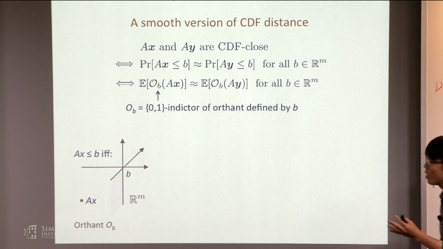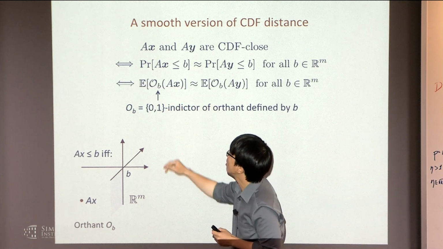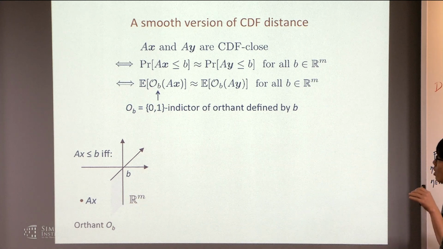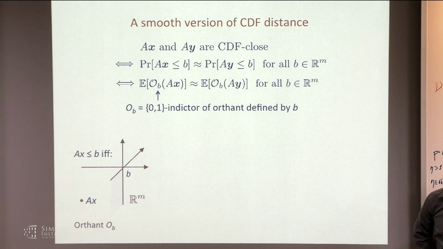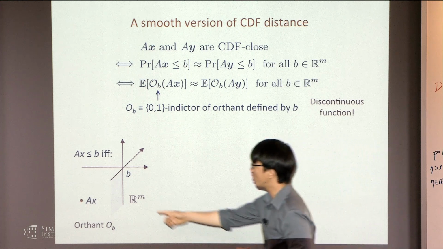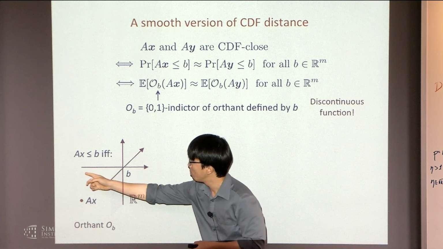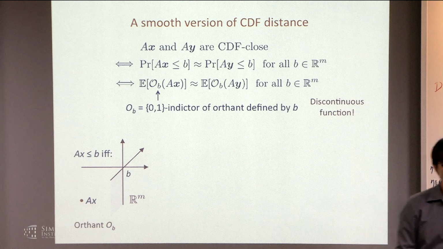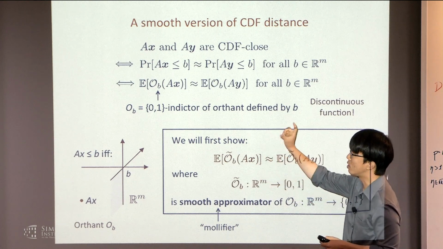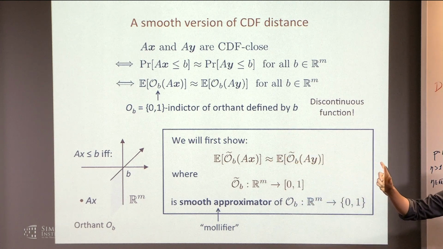I'll just rewrite it. I'm doing nothing here. Just rewriting it as the expectation of the orthant indicator O_B of AX being close to the expectation of the orthant indicator of AY. And the reason why this problem is not smooth is because O_B is a discontinuous function. It's 1 here, it's 0 here, and there are many points of discontinuity on the boundary. This is going to be inconvenient for us, so I'm going to first prove this closeness with respect to not this 0, 1 valued indicator, but a smooth approximator to it.